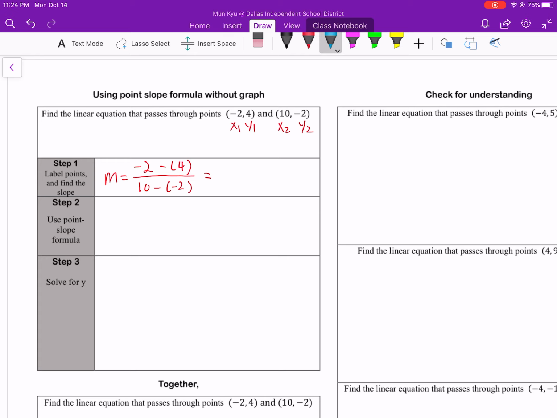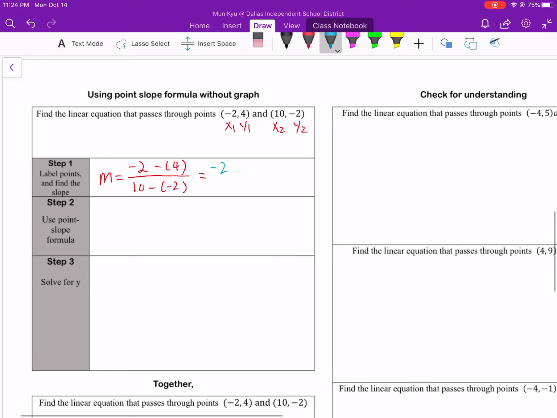And if you simplify this, that's going to be -2 minus 4 over, these two negatives become positive here, so it's going to be 10 plus 2. Which is, if you look at it, -6 over 12. And if you simplify it, that's going to be -1/2. Step 2, use the point slope formula. So it's going to be y minus y1 equals slope times x minus x1.